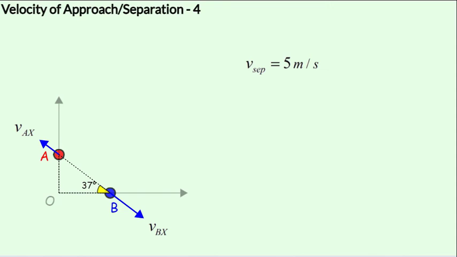In this case, A sees B moving with a velocity of 5 meters per second along the line joining A and B, and moving away from A. Only at this instant, mind you, so only at this snapshot. Likewise, B will see A moving away from itself along the line AB with a speed of 5 meters per second. Again, only at that instant in time, which is 1 second after they have started from the origin.